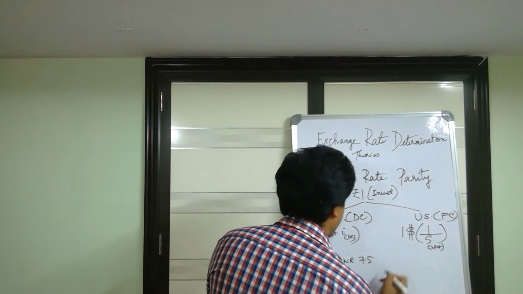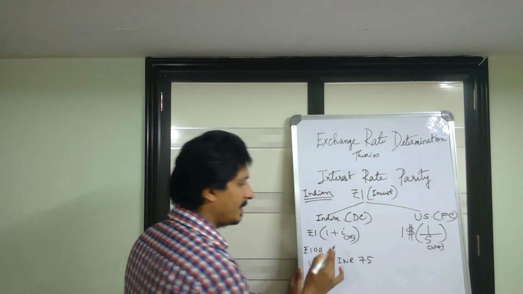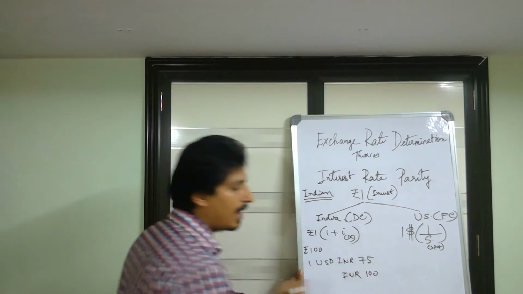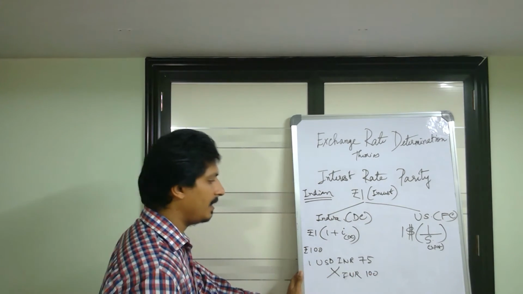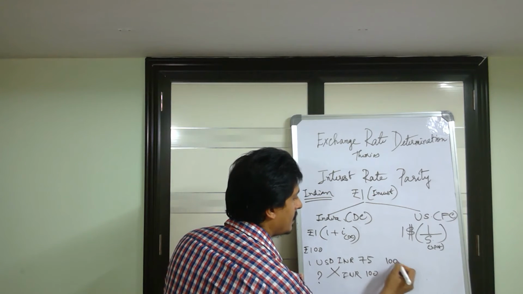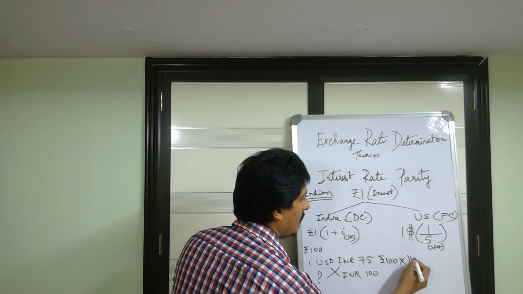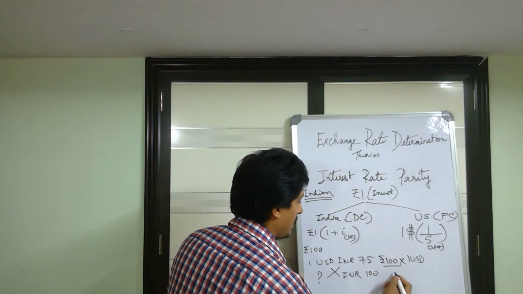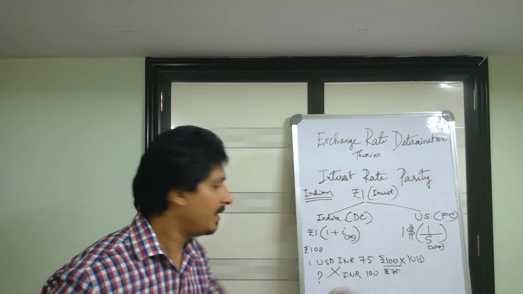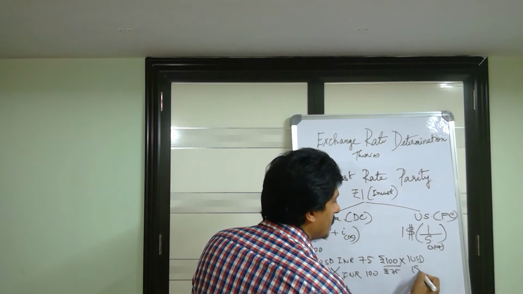100. See, 1 USD is equal to 75 INR. You have INR 100. You cross multiply. You have to find out how many USDs you will get. So the calculation is 100 rupees into 1 USD divided by 75 rupees. If you give names to these numbers, then this is $1.